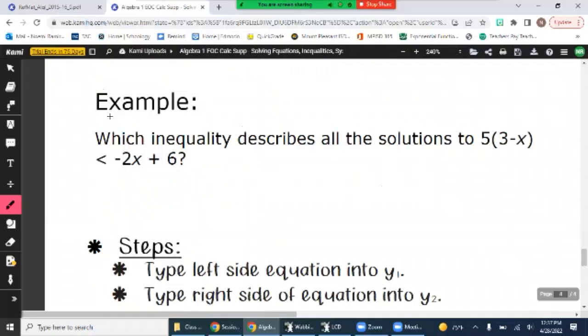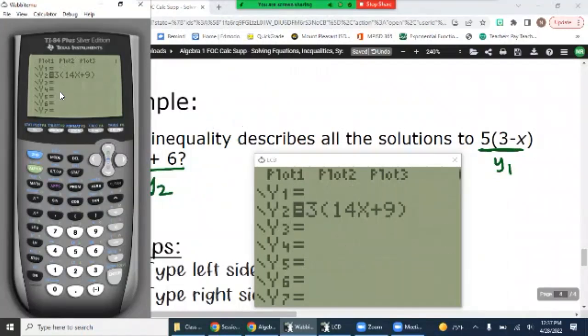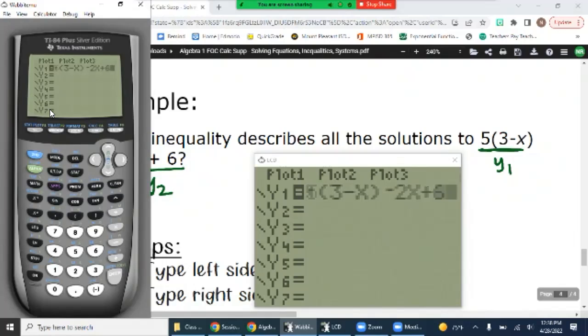Same thing. This time we don't have answer choices to plug in. So how do we solve this? You do this in Y equals. You're going to put one side of it into Y1, the other side of it into Y2. If you don't have numbers to plug in, you're going to have to use Y equals. So the left side is 5 times 3 minus X. The right side is -2X plus 6. Oh man, I put it all on the same line. Why didn't y'all tell me?